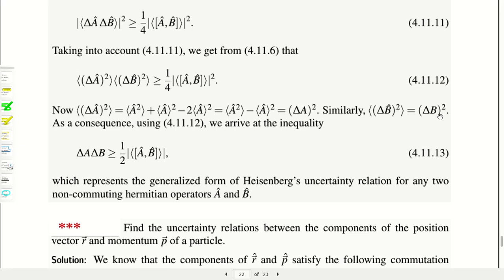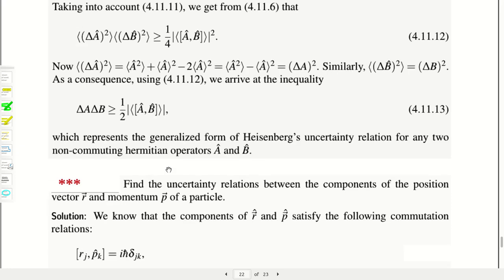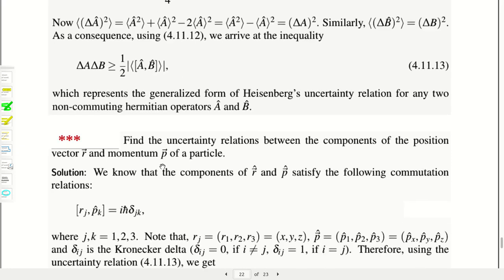So in the left hand side, delta A whole square into delta B square is greater than or equal to 1/4 of the expectation of the commutator A comma B whole square, and if you take the root of the whole equation, you will get that delta A into delta B is greater than or equal to half of the commutator A comma B, that is its expectation value. Now let us take an example of the position and momentum.